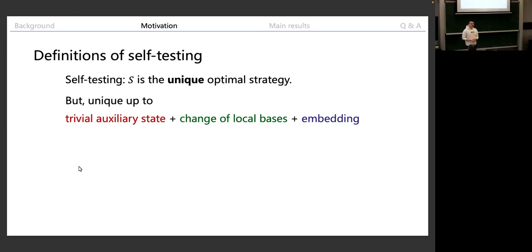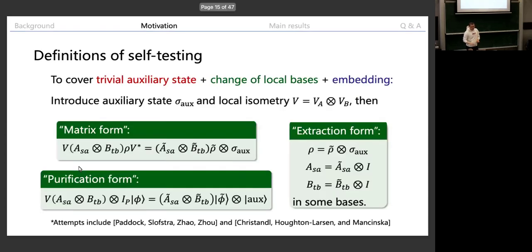And also, if we allow Alice and Bob to change their local basis, or in physics language to change the frame of reference, of course it doesn't matter at all. And we can also allow Alice and Bob to embed their strategy into a bigger space, which of course will not affect its gameplay. Okay. So to try to cover all this sort of thing, people introduced different, or at least different-looking, definitions of self-testing. Here are the three that are usually used in the literature.